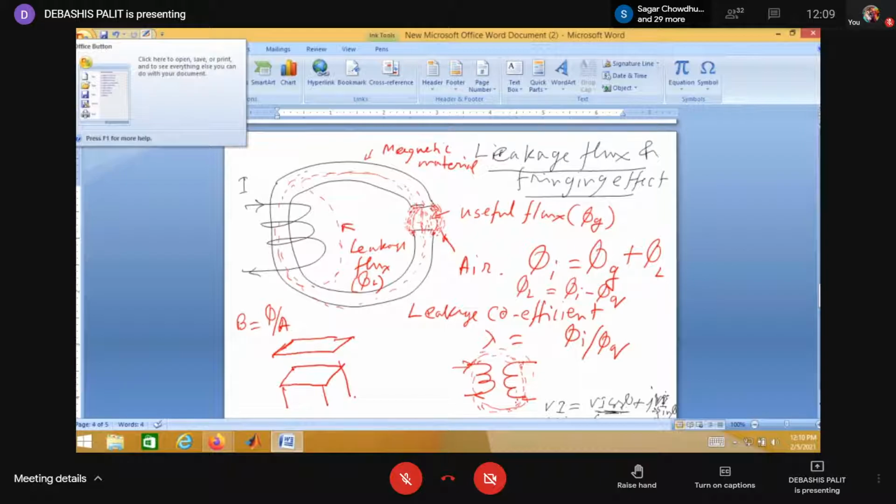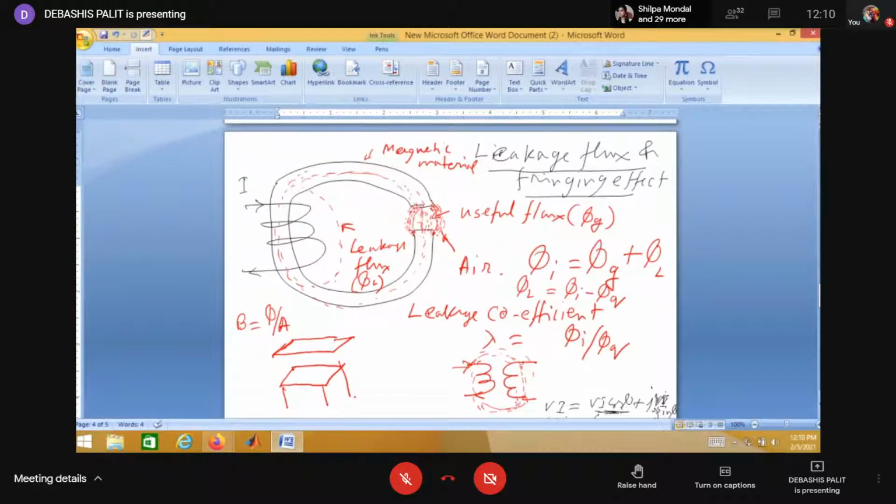Sir, what is this phi in the leakage coefficient? Actually, leakage coefficient lambda is your total flux divided by your useful flux. So that is total flux by useful flux. Always total flux is more than useful flux. Useful flux must be less. Actually, total flux created is your useful flux plus leakage flux.